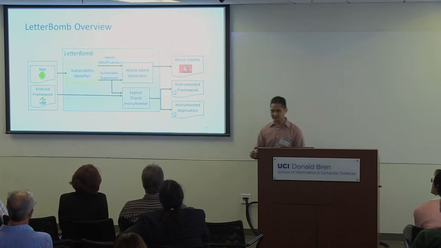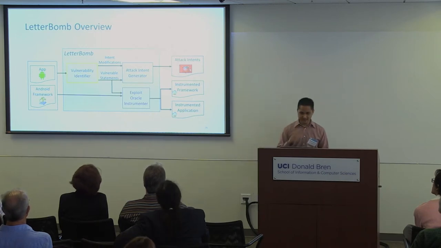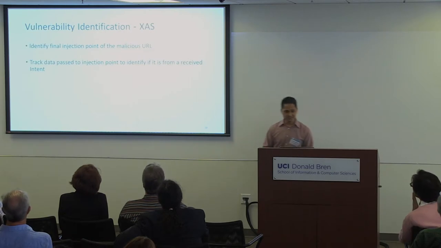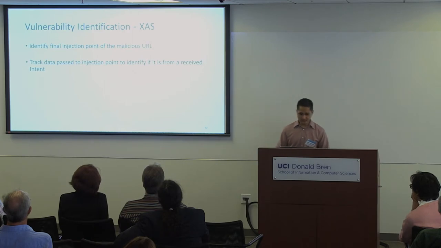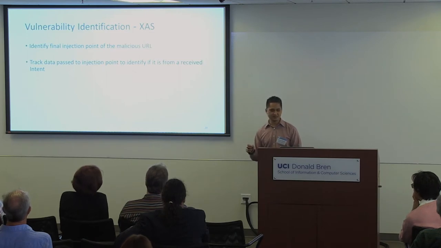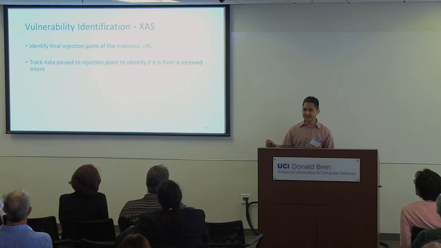So what I'm going to do is go into a little bit more detail, show you some code, and give you more of an idea about how Letterbomb works. Specifically, I'm going to do that in terms of the XAS vulnerability that we saw earlier. To identify that vulnerability, what you need to do is identify the final injection point where the malicious URL enters into the program. And we're going to track the data passed at that injection point to determine if it's received from an intent.